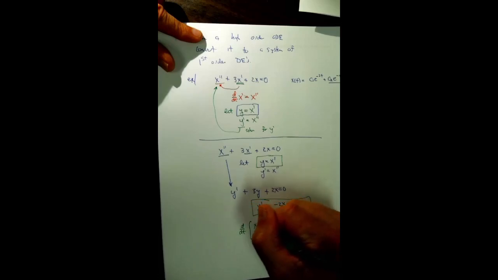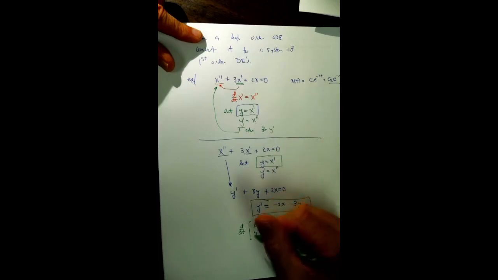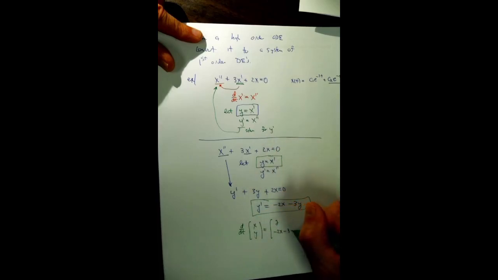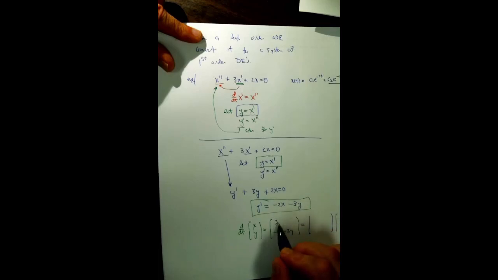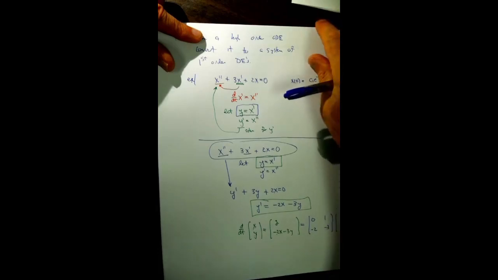The derivative of x is y, the derivative of y is minus 2x minus 3y, and I can write that as a matrix times (x, y). So the derivative of x is equal to y, that's 0x plus 1y. The derivative of y is minus 2x minus 3y. So this is the same as working with the derivative of (x, y) equal to a matrix times (x, y), and that matrix is [0, 1; -2, -3].